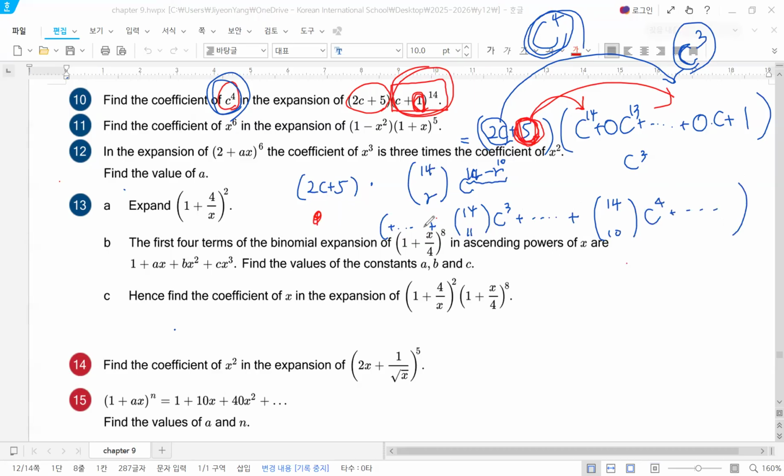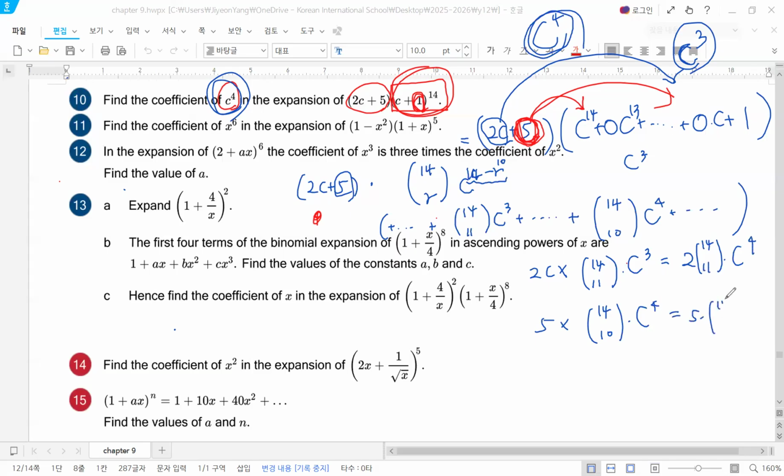Therefore, 2 times 14 choose 11 c to the power of 3 and 5 times 14 choose 10 c to the power of 4. So 2 times 14 choose 11 c to the power of 4. In this case, 5 times 14 choose 10 c to the power of 4. You need to add this up.